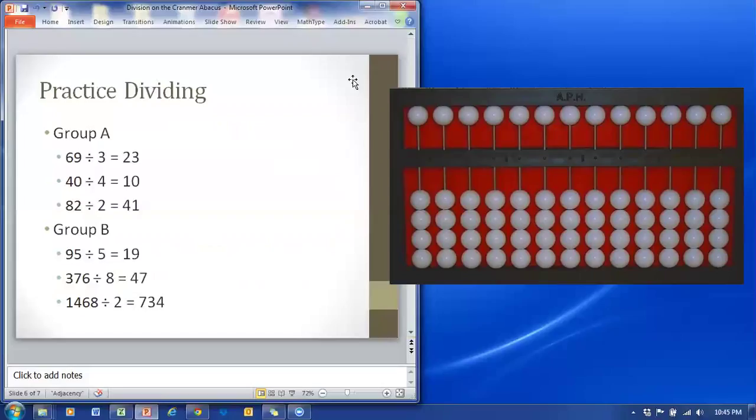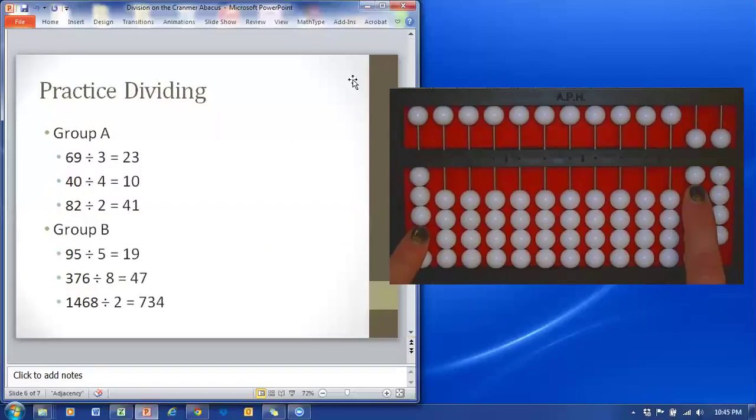Group A, we're going to set up 69 divided by 3. So 6 in the tens spot, 9 in the ones, and 3 all the way to the left. I'm going to go ahead and place my right index finger in the first digit of the dividend, where the 6 is. Does 3 go into 6? It does. It goes in there 2 times. So I'm going to move my right index finger 2 columns to the left, 1, 2, and place that 2.